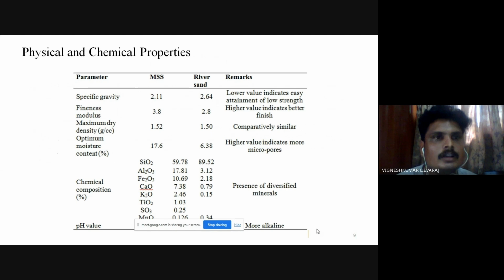The physical and chemical properties of M sand slurry are compared to river sand. Its specific gravity is 2.11 and the fineness modulus is 3.8. Maximum dry density is 1.52. Optimum moisture content is 17.6, a higher value compared with river sand. The chemical composition, identified by XRF tests, shows a high silica content, 18% alumina and 10% iron content. Another important property is the calcium content, which is important for binding. We have 8% available in our MSS.